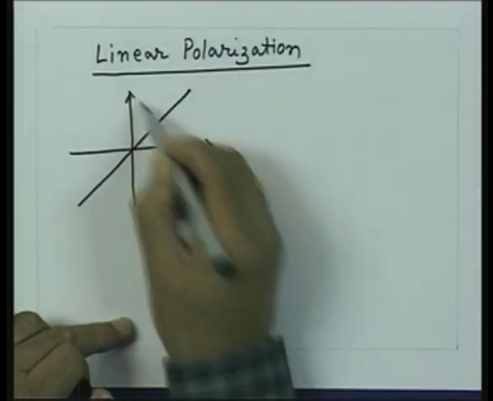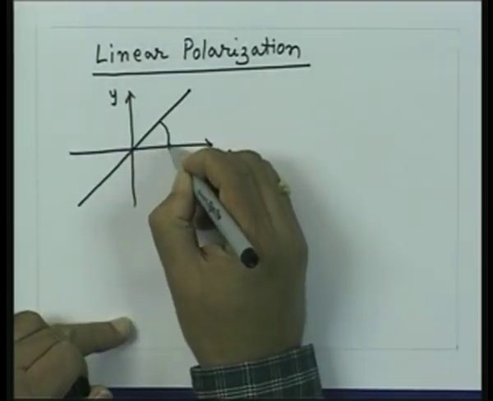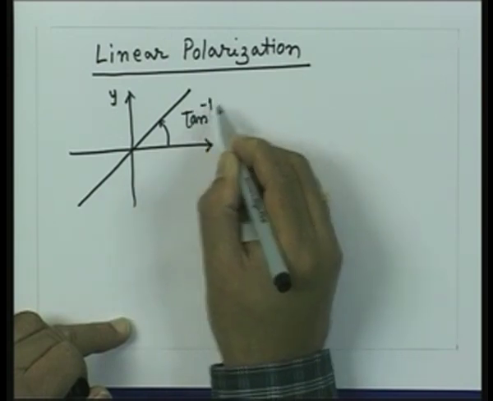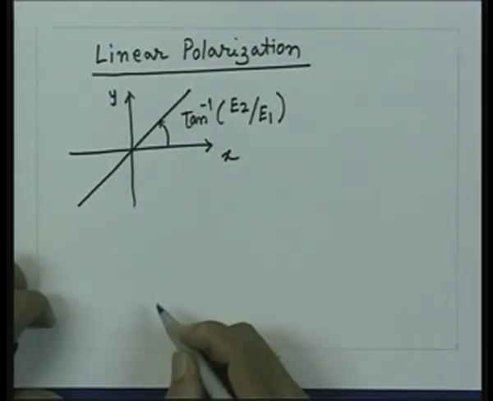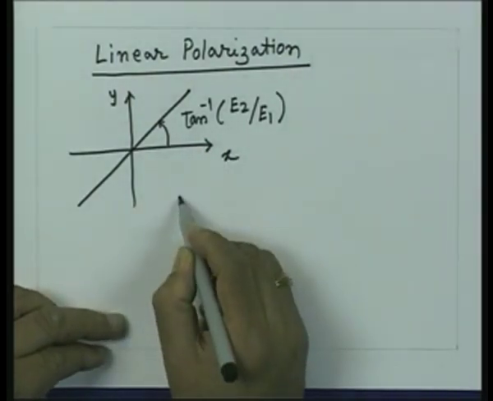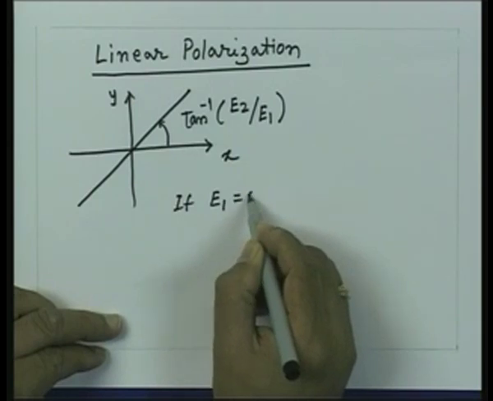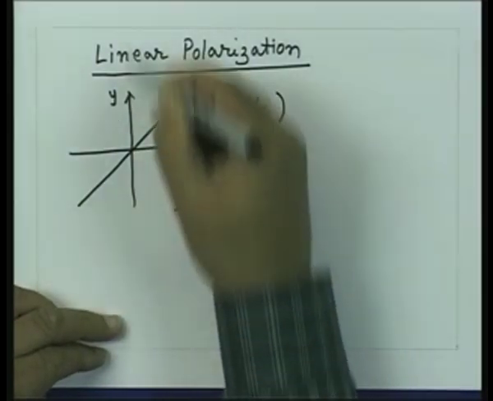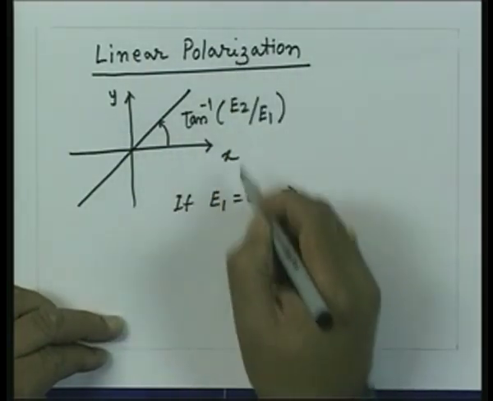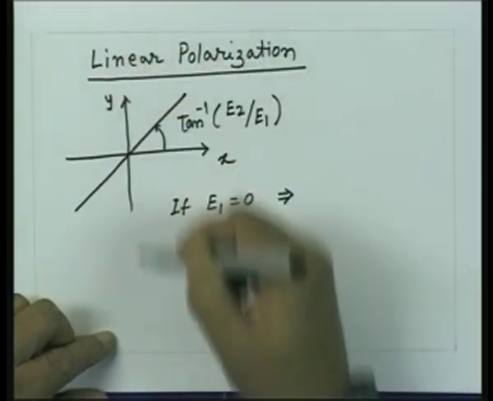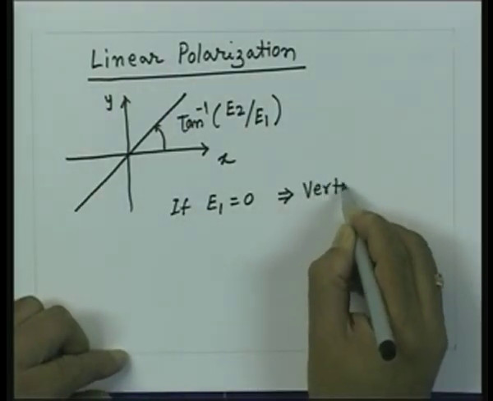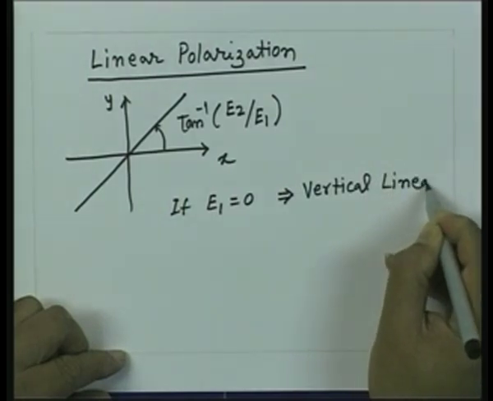So, the slope of this line which this makes with the x axis, this is x, this is y, that is given, this angle is tan inverse of E2 by E1. So, as we saw, if E1 is 0, we get the slope 90 degrees, the line is vertical. In that case we get a polarization which is linear, and we call that polarization as the vertical linear polarization because the line is oriented in the vertical direction. So, we have in this case a vertical linear polarization.